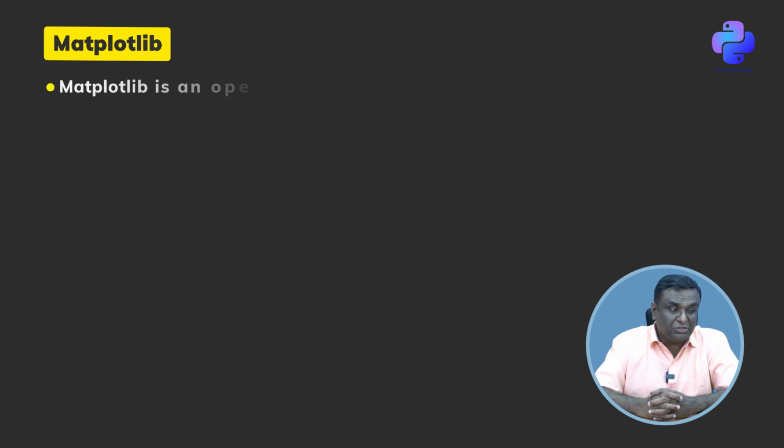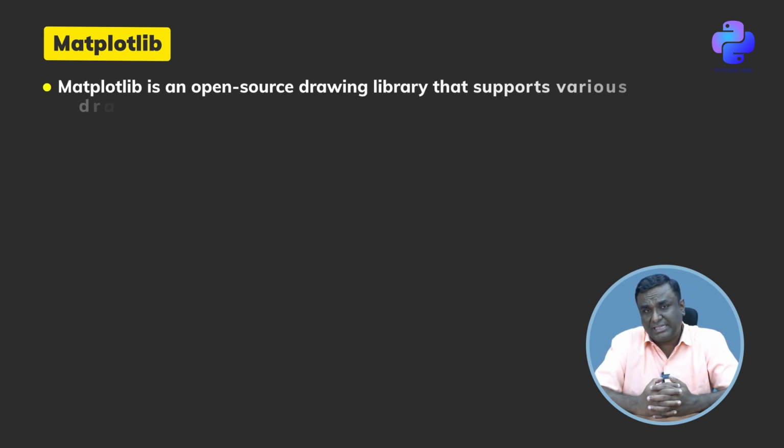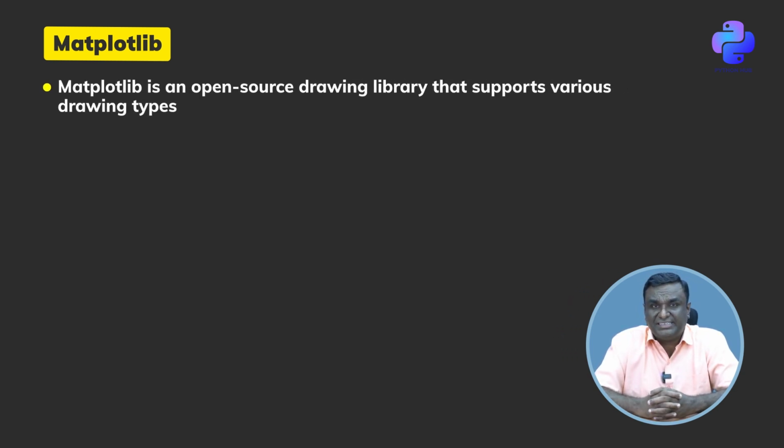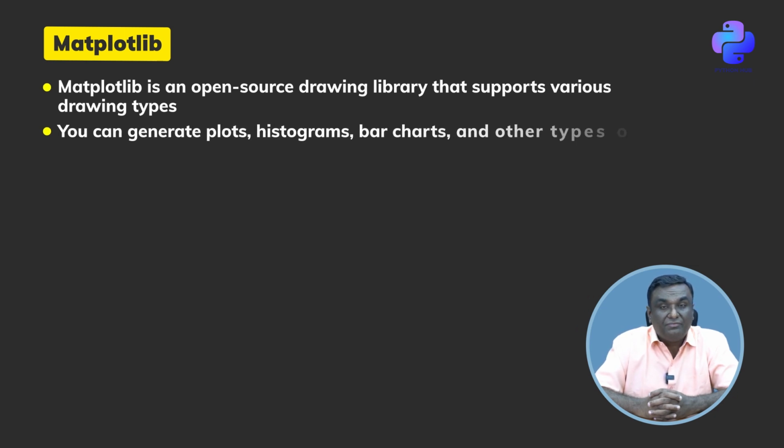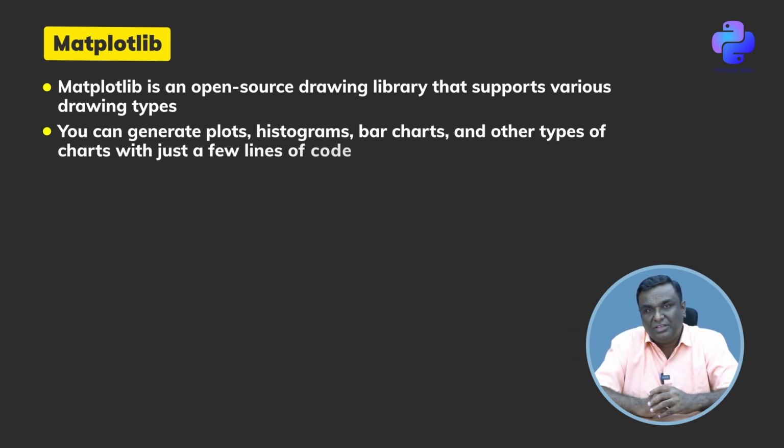Matplotlib is an open source drawing library that supports creating various visualizations, starting from line diagrams to bar charts to histograms to any type of diagram. You would be able to visualize them with the help of this particular library. You can generate different types of charts, as I mentioned, with just a few lines of code. You need not write huge lines of code to create it. As I mentioned, libraries are reusable components of code. Matplotlib provides you those reusable components of code to create those beautiful visualizations.